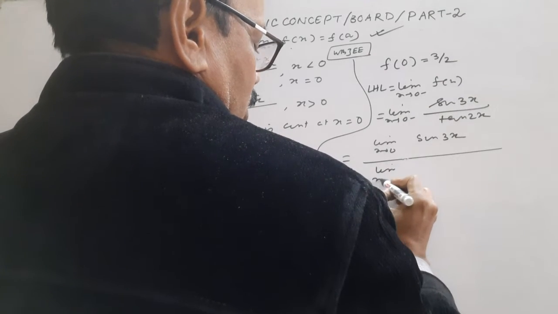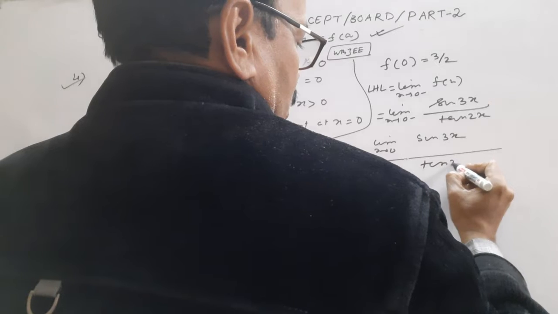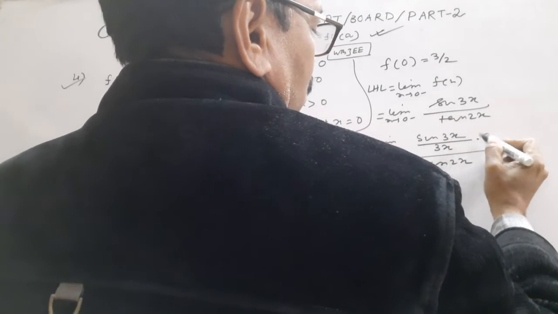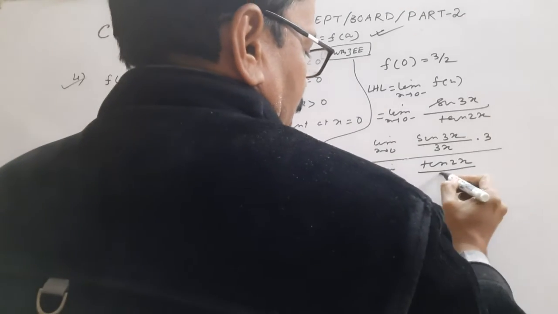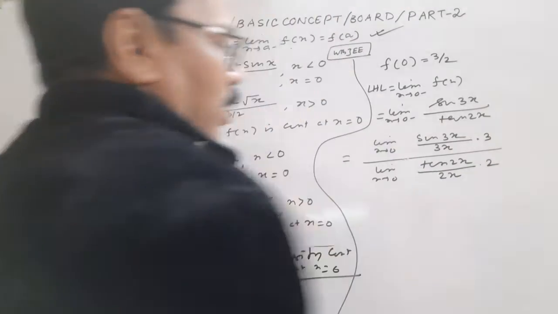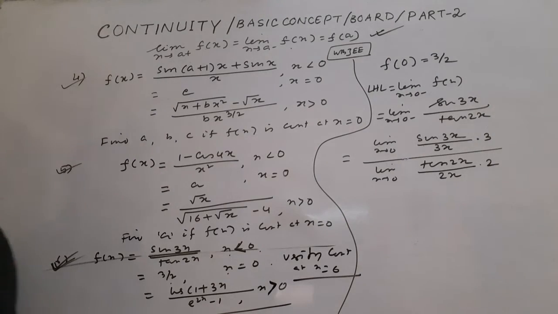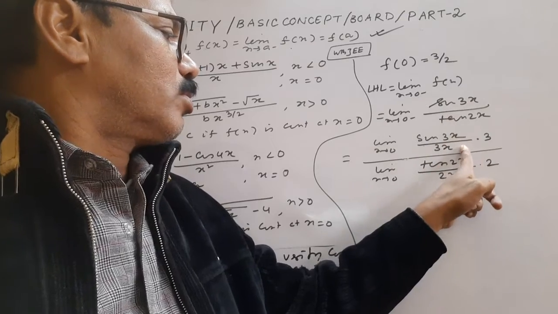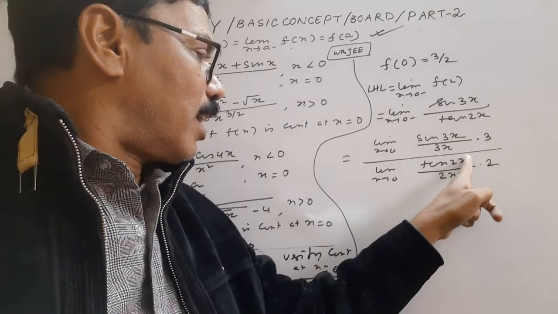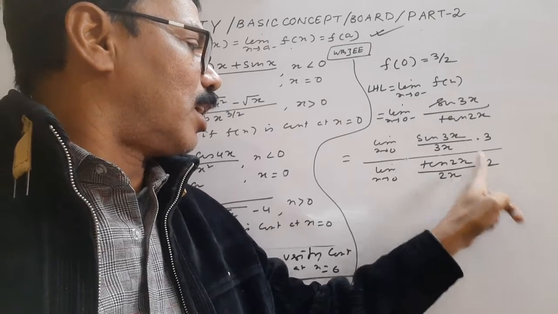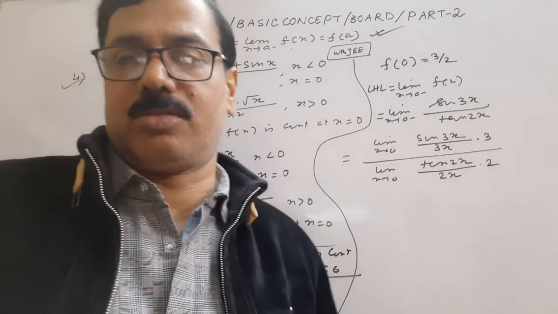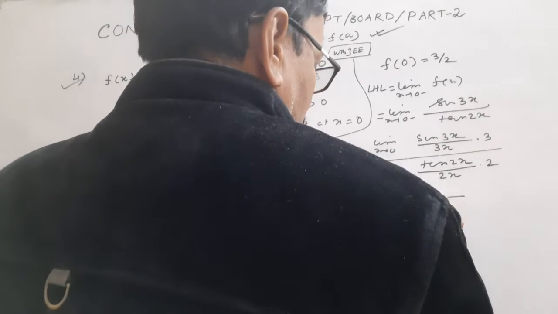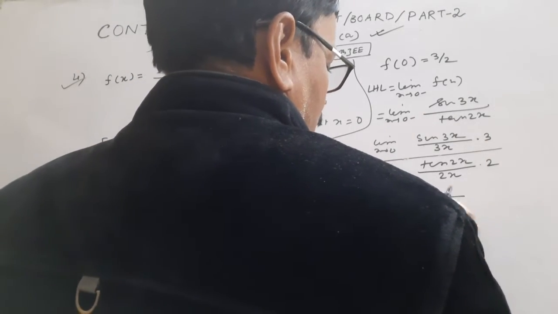So limit x tends to 0, sin 3x by tan 2x. You divide it by 3x and balance it by 3. This is 2x, balance it by 2. Omitting one step, sin 3x by 3x is 1, so 3 extra. Tan 2x by 2x is 1, 2 extra. And this x is cancelled out. So what is the value of the numerator? 1 into 3, 1 into 2.